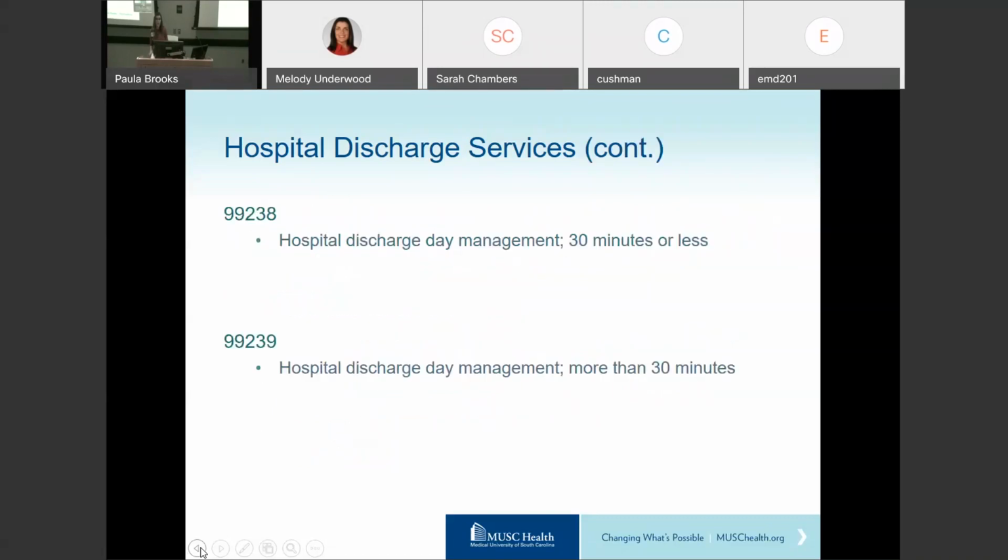There are 2 codes for hospital discharge management, and they are time-based. There's a 99238 and a 99239. So if you spend less than 30 minutes discharging the patient, you would bill the 99238. If you spend greater than 30 minutes discharging the patient, you would bill a 99239.